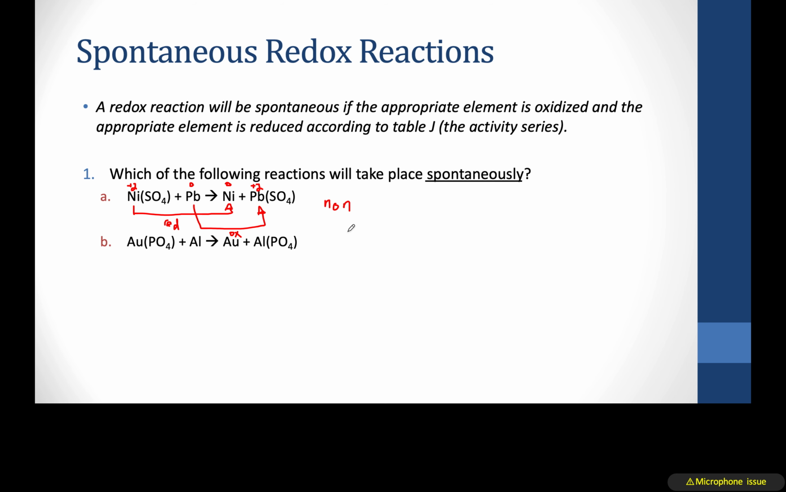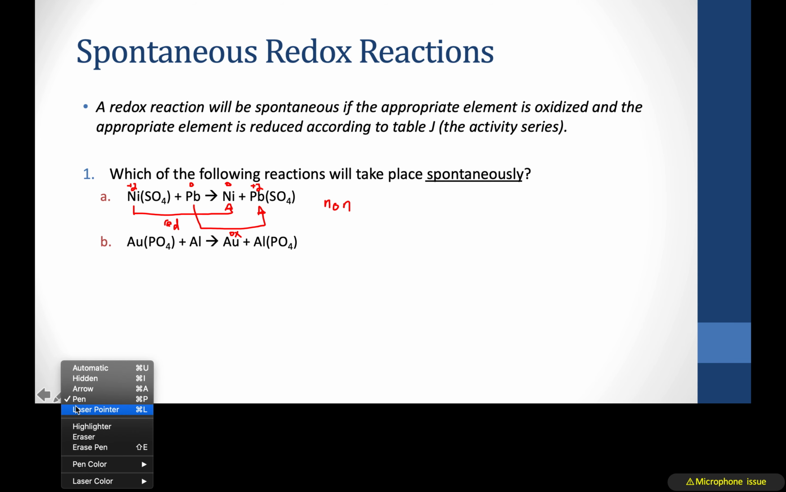Okay, let's try another one. Oh, I should have spaced these out a little bit more. So I'm going to have to erase here. So you can always pause and go back.